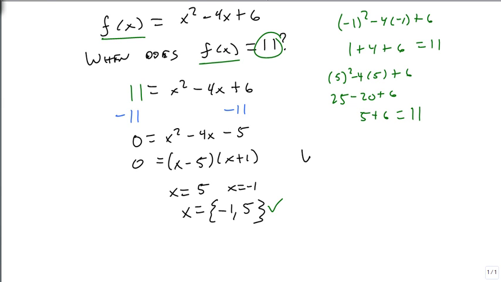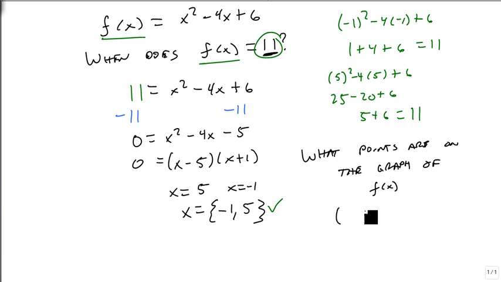We could also be asked what points are on the graph of f of x. And then we remember that this is our output. So we ended up with 2 points, both with an 11 in y, and we have a minus 1 for one and a 5 for the other. So these are the points on the graph.